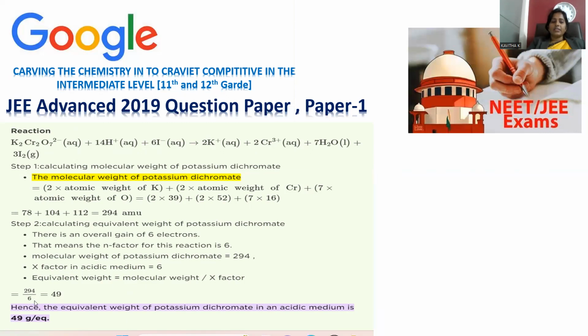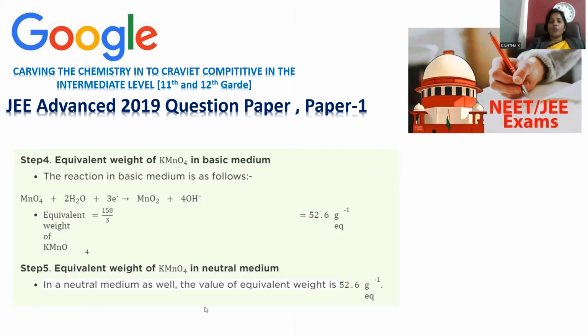If 6 is the valency, in order to calculate the equivalent weight, what is the formula? Molecular weight by its valency. The molecular weight of potassium dichromate is taken as 294. Potassium dichromate molecular weight is 294. Valency, electrons transferred, are 6. So 294 divided by 6, the equivalent weight value is 49. 49 for K2Cr2O7.